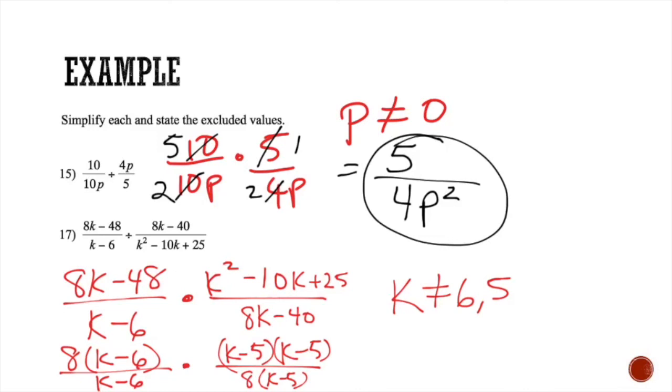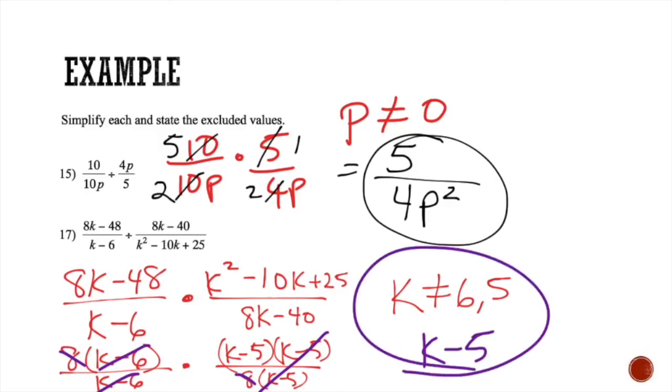What about the 8 and k minus 6? What can be reduced? The 8s and the k minus 6s. And what about over here with the k minus 5? Just two of them, so we're going to have k minus 5 as my answer at the end. That is definitely more simplified.